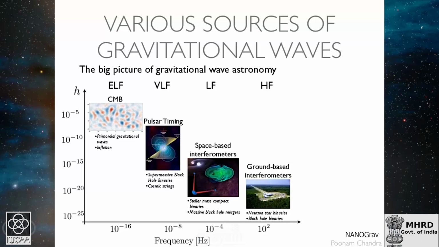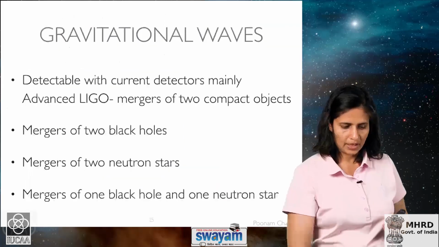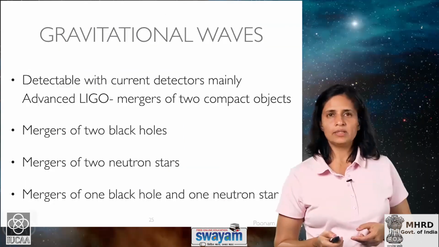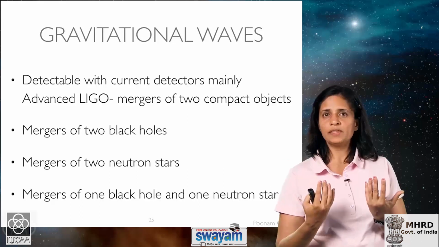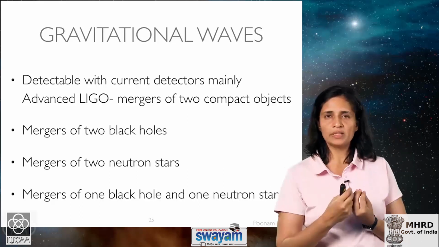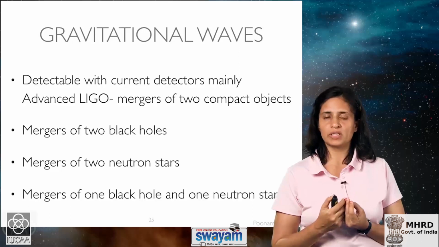So, there are different sources of gravitational waves, but on our ground, Earth based interferometers can detect gravitational waves from the collapse or merger of two compact objects. And of course, you can imagine intuitively that when two black holes merge, that will create a very strong gravitational wave.